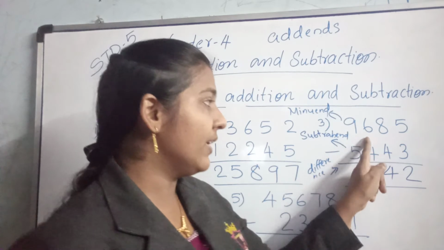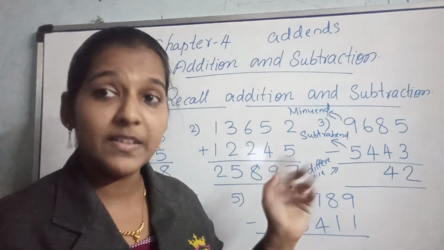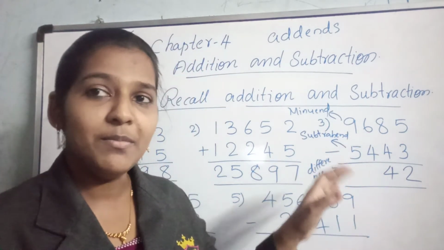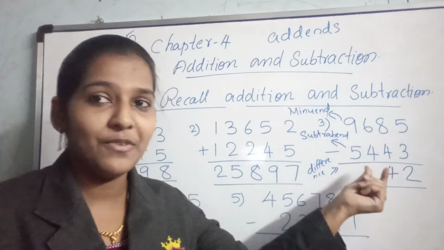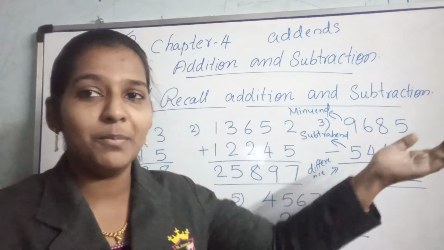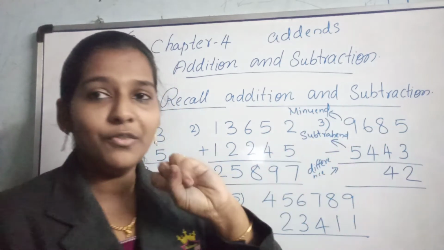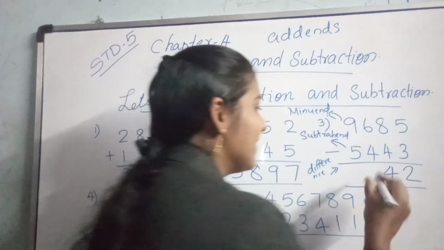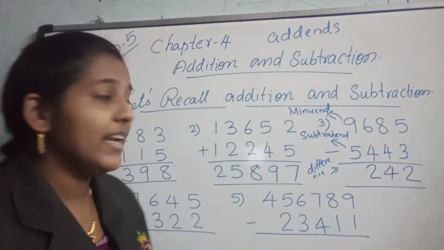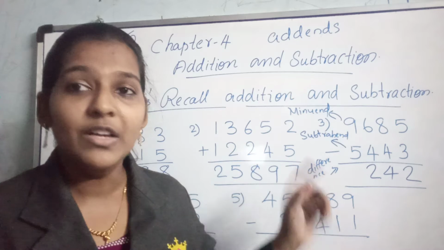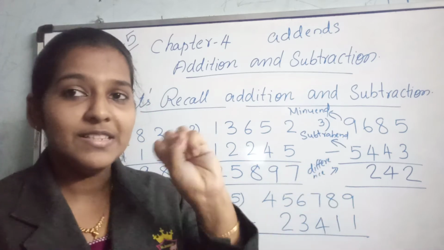Now here it is 6 minus 4. I am always starting from the subtrahend and counting up to the minuend. So 4, 5, 6, 2 is the answer. Then 9 minus 5. You count from 5: 5, 6, 7, 8.